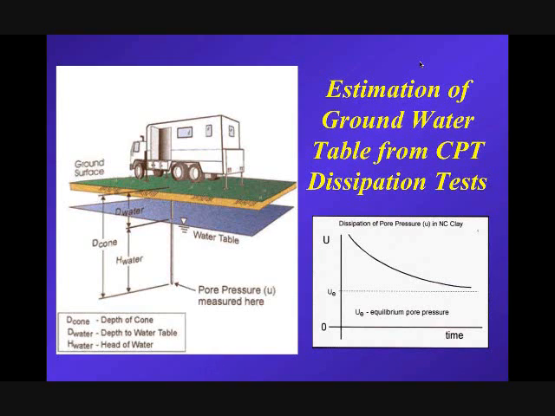One of the nice things about the CPT nowadays is we do measure pore pressure, and so you can determine where the water table is. This little diagram illustrates that when you're pushing the cone, you develop excess pore pressures, particularly in soft clays. And if you stop and let them dissipate, they'll eventually dissipate to equilibrium.